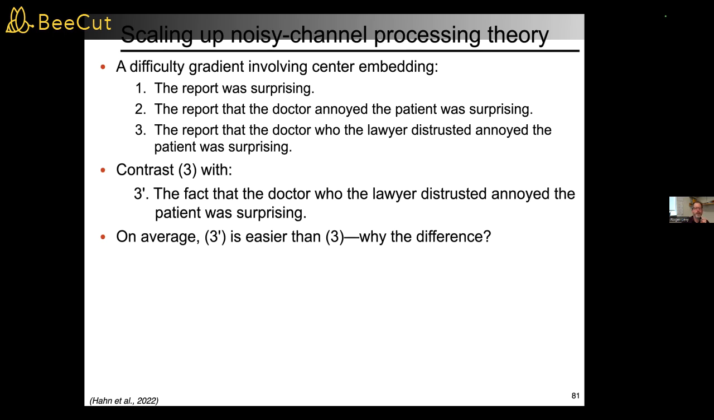I'm going to go back to center embedding. So here's a difficulty gradient. The report was surprising, not hard. The report that the doctor annoyed the patient was surprising, a little bit hard, but not too bad. The report that the doctor who the lawyer distrusted annoyed the patient was surprising, very hard to understand. And the understanding difficulty seems to be really here, right? So this is totally fine. This was at the top, number 1, totally easy, number 2 harder, number 3 really, really jarring.